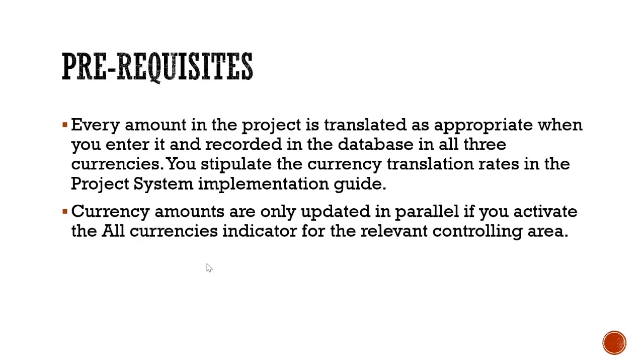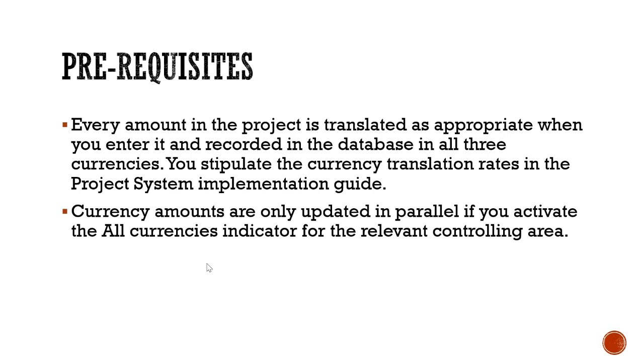Next we have some prerequisites. Every amount in the project is translated as appropriate when you enter it and recorded in the database in all three currencies. Whenever a record is created or some transaction is done, it is recorded in three currencies, which are controlling area currency, object currency, and transaction currency. So a report can be represented in these three values in the project systems module.